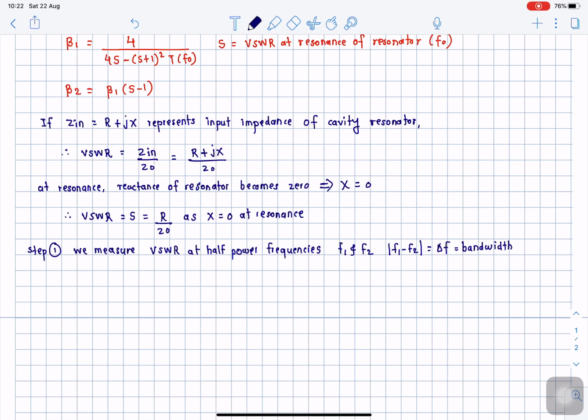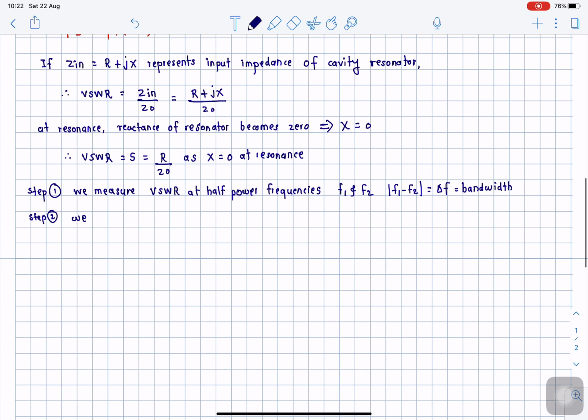In step number 2, we measure the natural resonating frequency of the resonator. This is a very common and straightforward procedure. We can directly measure the F0. So we know F0, we know delta F.